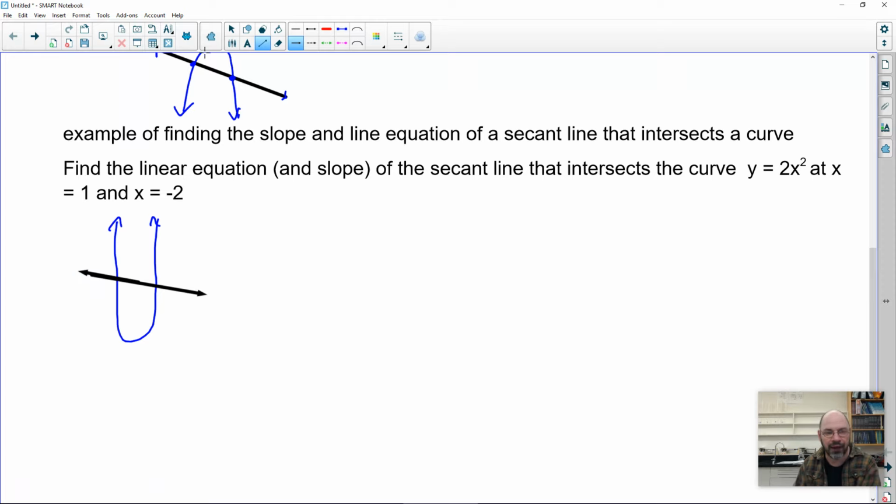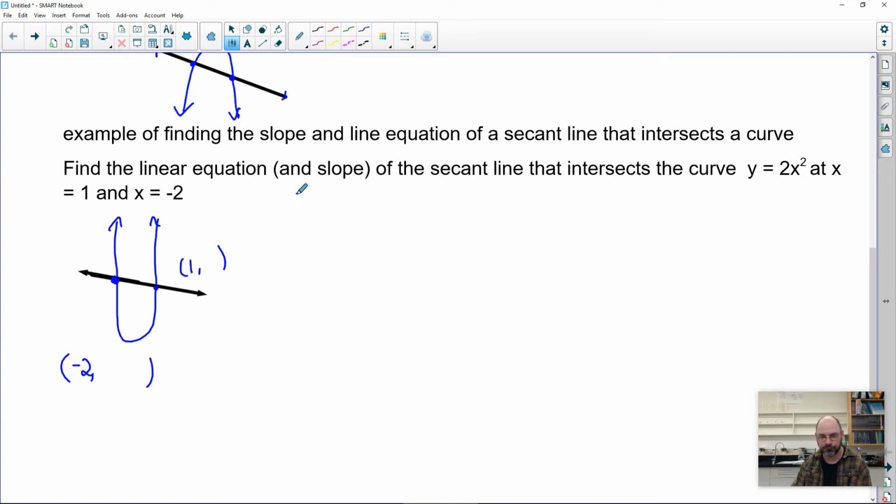Okay, and it's going to intersect here at -2 and something, and here at 1 and something. Okay, so the first thing we're going to do is find the y value of each point.